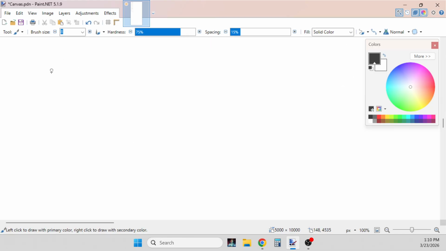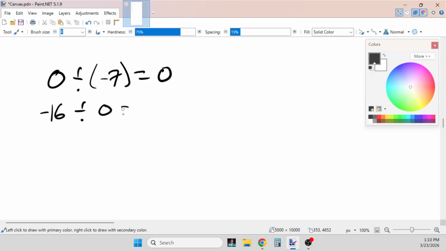We have to remember that 0 divided by anything is 0, but anything divided by 0 is undefined.